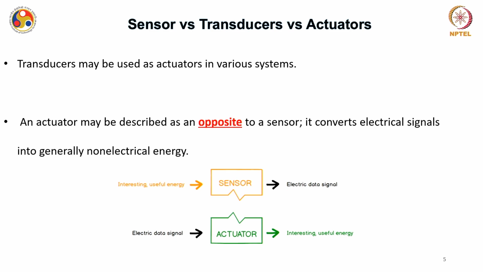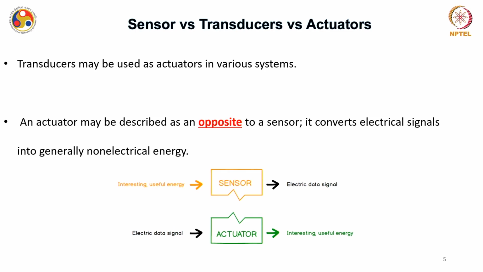Okay. So transducers may be used as an actuator in various systems. An actuator can be described basically as just the opposite of a sensor. That means that if you remember the definition of a sensor, what we have done is we have given a non-electrical energy to the sensor and the output was an electrical energy, while the actuator can be described in just the opposite way of the sensor, meaning that it converts the electrical signal into a non-electrical energy.